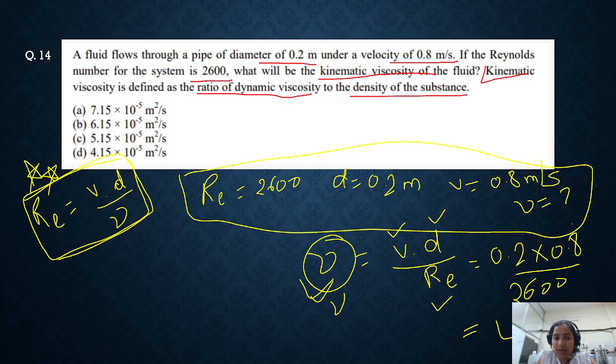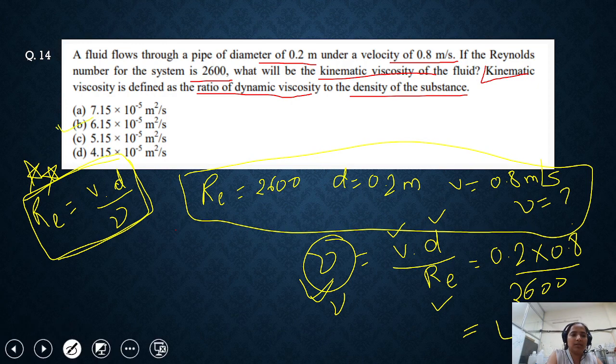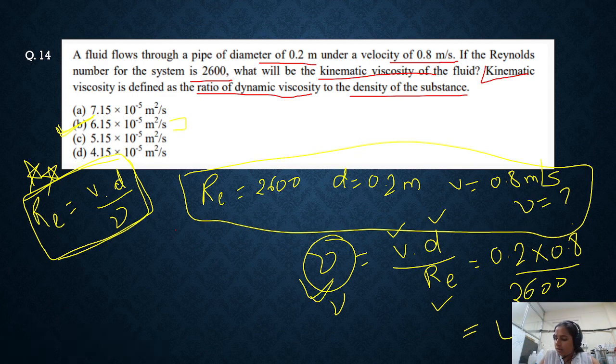Okay, B, 6.15 into 10 raised to the power minus 5. Yeah, correct. When you solve this, it will come to this. Others, yeah, Satvika, correct. If you write it, it will come like 6.15 into 10 raised to power minus 5. So the correct answer for this question is B.